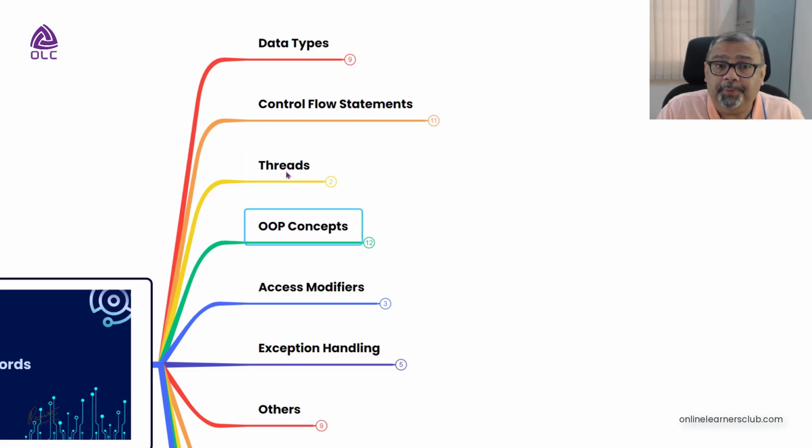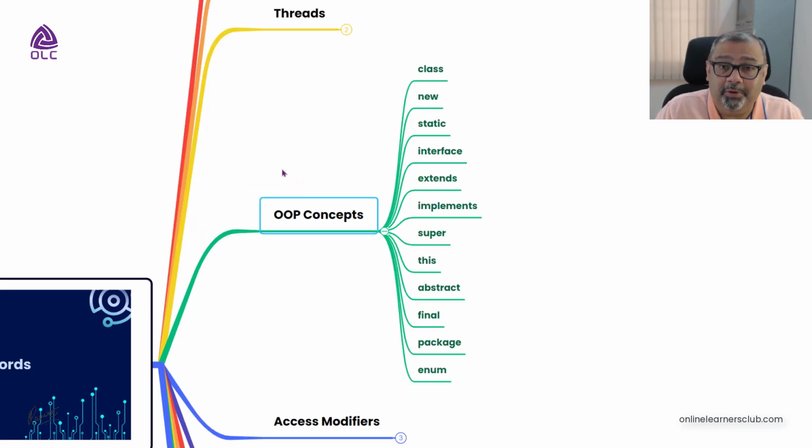Then as part of OOPS concepts, object-oriented programming, we do have class. We have already used class. new is another keyword which we use for creating a new object. Then we have static, interface, extends, implements, super, this. this represents the current object. We'll explore all these things in the following later chapters. Then abstract, final, package, enum.